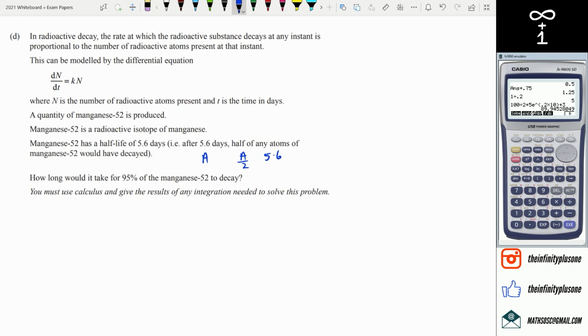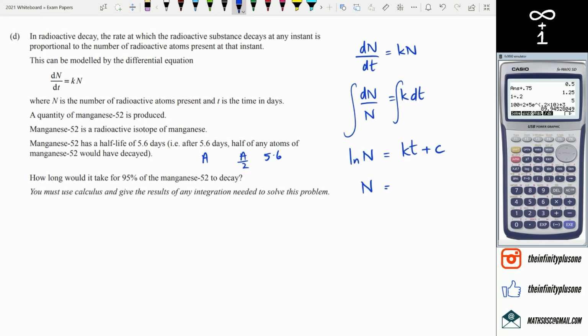So we've got a differential equation, which is dN/dt equals kN. So swap the elements around, and we're going to get dN over N equals k dt. Then we're going to integrate both sides. Because it's 1 over N, it's going to become ln of N equals kt plus c. And then we can write that N is equal to e^(kt plus c). This is a standard bread and butter type question.